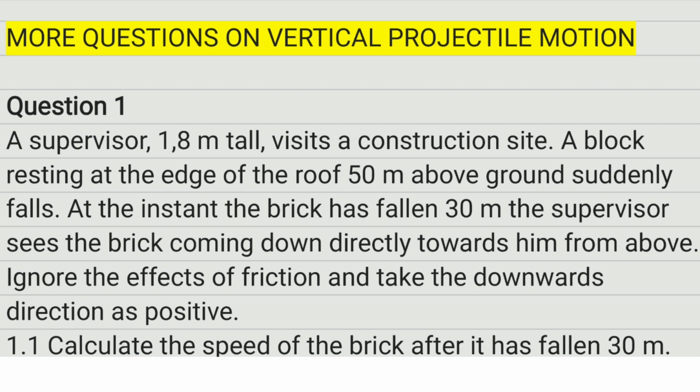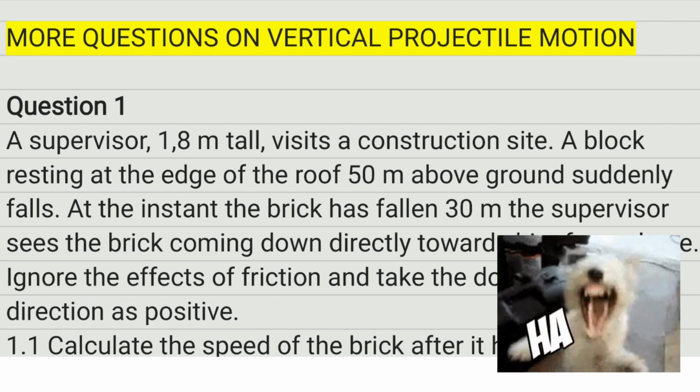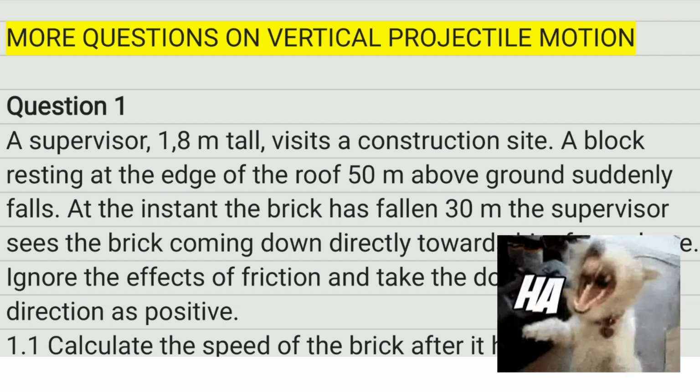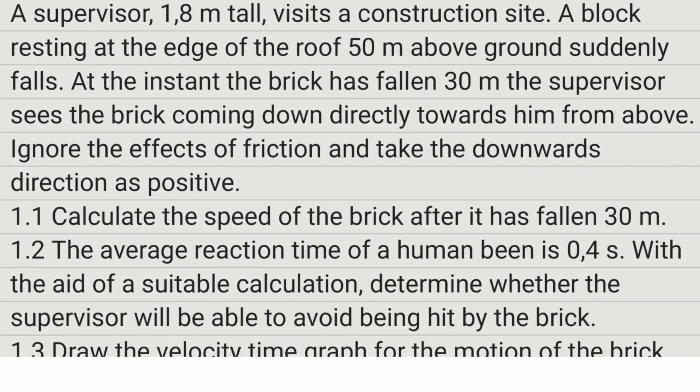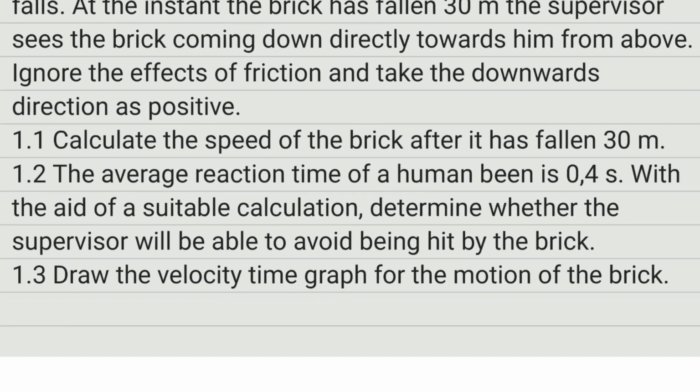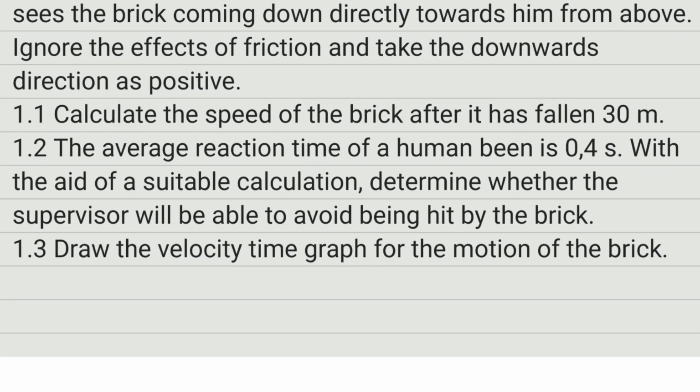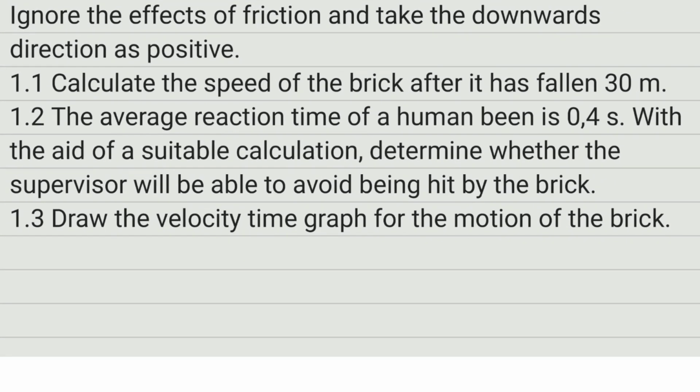This time we're going to be solving more questions, and we are going to have two questions. The first question said that a supervisor who is 1,8 meters tall visits a construction site. A block resting at the edge of a roof 50 meters above ground suddenly falls. At the instant the brick has fallen 30 meters, the supervisor sees the brick coming down directly towards him from above. Ignore the effect of friction and take the downward position as positive.